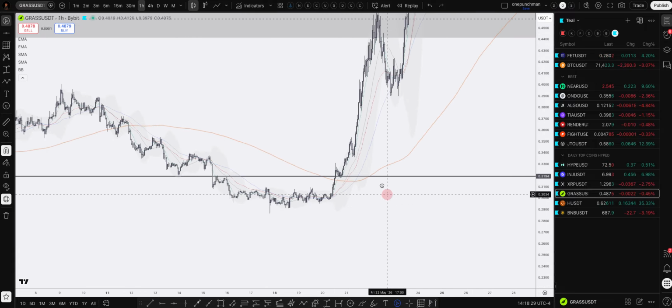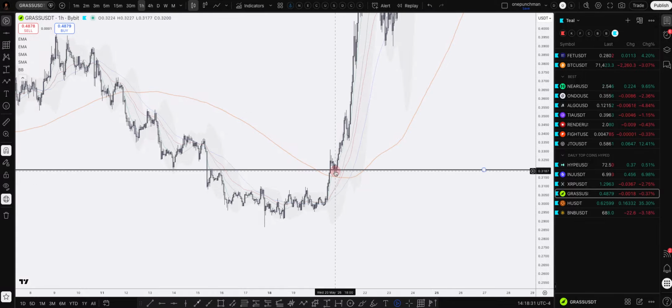And then you know what your invalidation is, right? Your invalidation is if this thing starts to close back below the bands, right? Because then it's moving back inside of this level of consolidation, right?